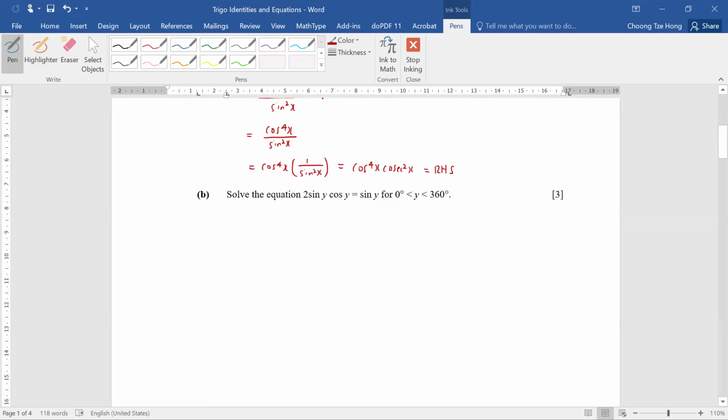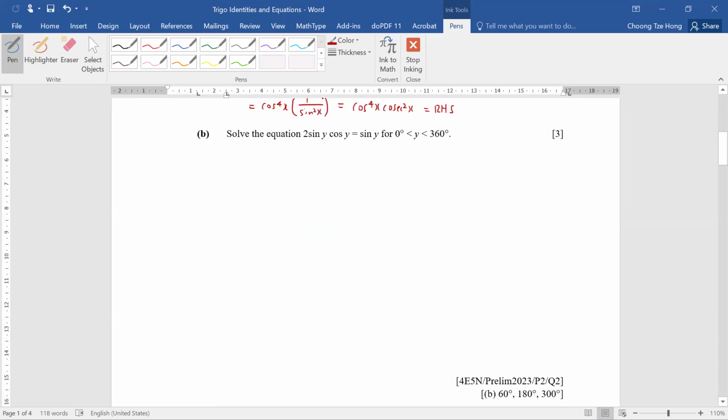Let's take a look at part B of the question. Part B is pertaining to solving a trigo equation. The equation given to us is rather simple. They want us to solve for y greater than 0 and less than 360. It will be easy to just divide both sides by sine y, but remember that we cannot do so, because if we divide both sides by sine y, we are going to lose some of the solutions for y.